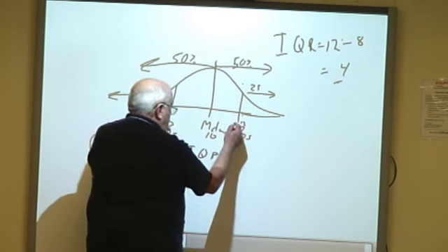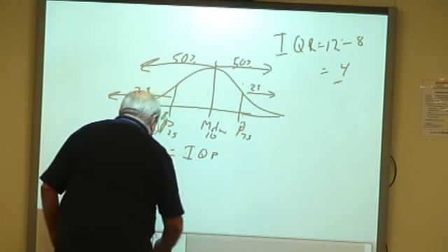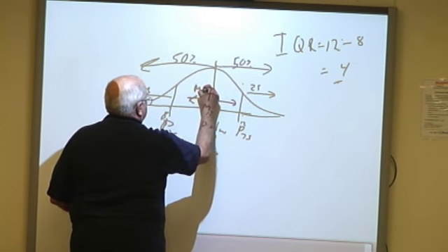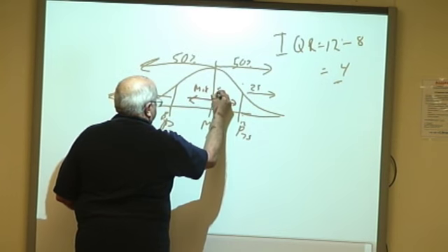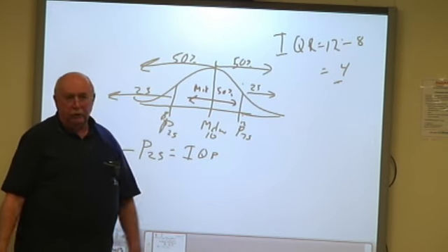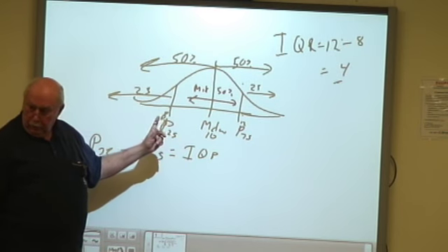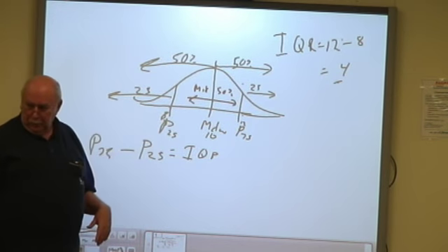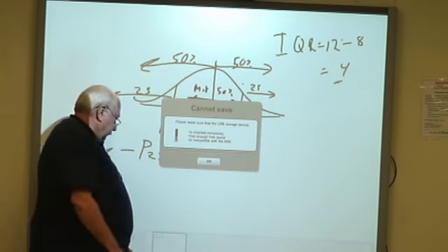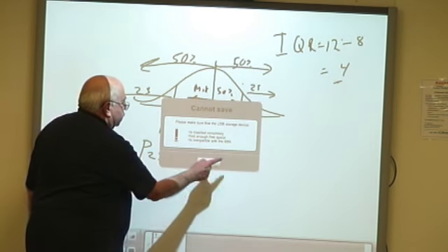So what I'm going to do is subtract this number from that number and find this middle range, which is the middle 50% of the people. In other words, 50% of the people score between a score of 8 and 12 in this diagram. That's a range of 4, right? Absolutely perfect. What does IQR stand for? Interquartile range.